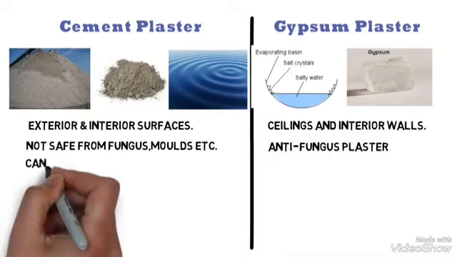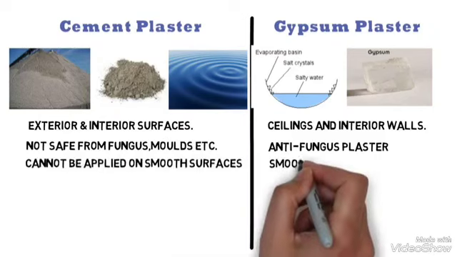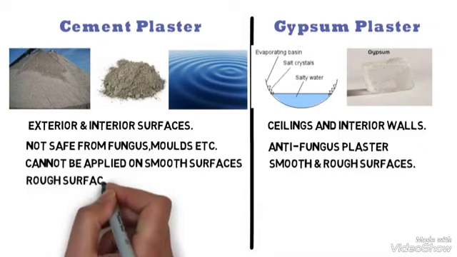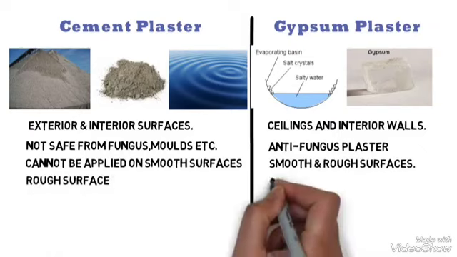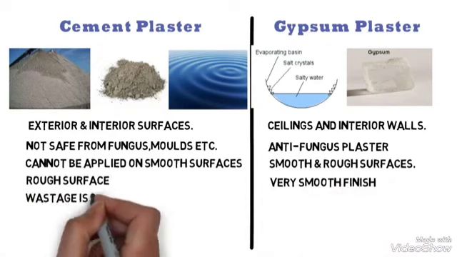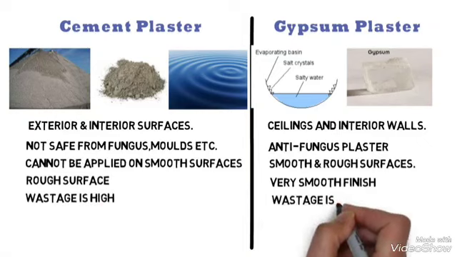Cement plaster cannot be applied on smooth surfaces. Gypsum plaster can be applied on smooth as well as rough surfaces. Cement plaster gives rough surface, whereas gypsum plaster gives very smooth finish which makes it compatible for paints. During the application of cement plaster, wastage is high, while during the application of gypsum plaster, the wastage is nominal.